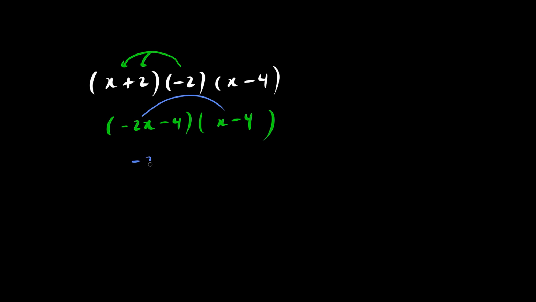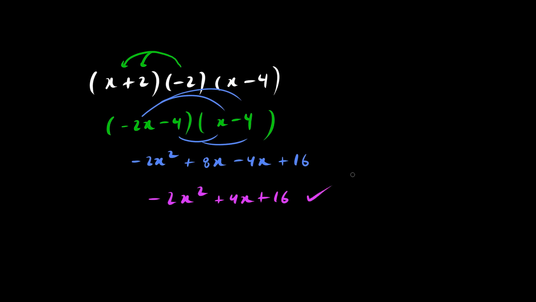First, negative 2x squared. Outside, positive 8x. Inside, negative 4x. And last, positive 16. Gathering like terms, we have 2x squared plus 4x plus 16.